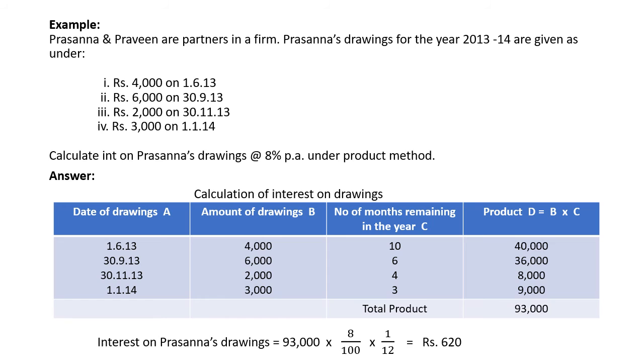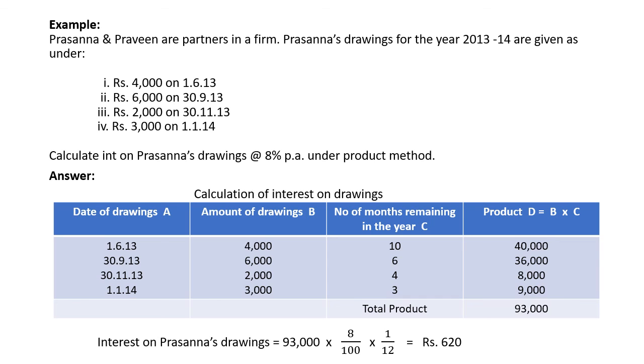In the third column we have to record the number of months. Let's see the first one, rupees 4,000 on 1st June 2013. It means from June onwards we have to calculate till next March. It is 10 months. The second one, he has withdrawn rupees 6,000 on 30th September. It means from October onwards we have to calculate, it is 6 months. Third one, he has withdrawn on 30th November. It means we have to calculate from 1st December onwards. It is 4 months. Then finally, he has withdrawn rupees 3,000 on 1st January. From 1st January, it is 3 months.